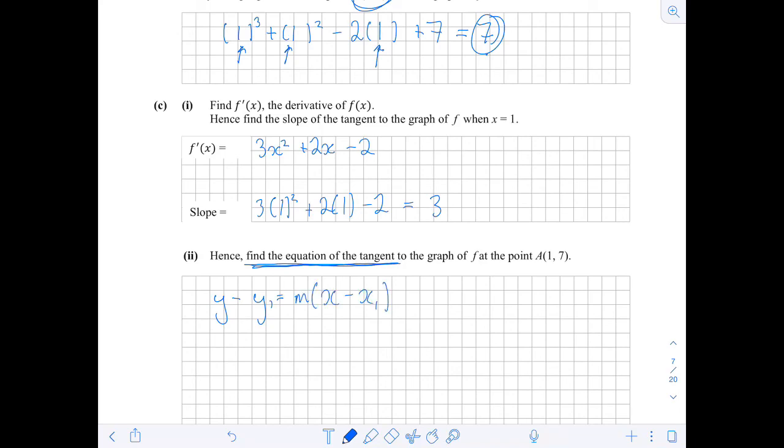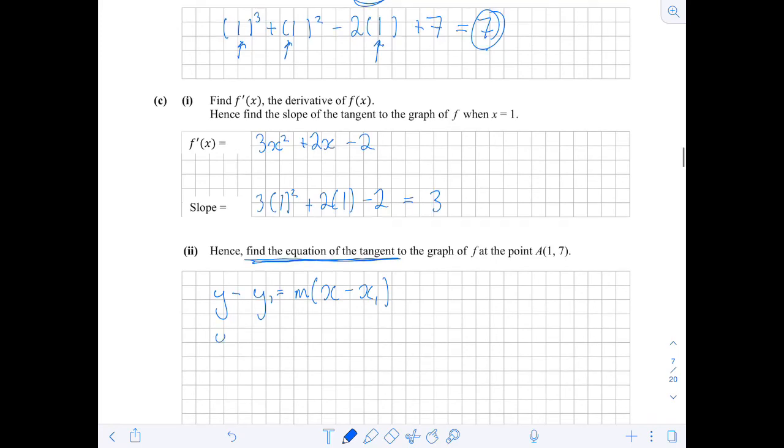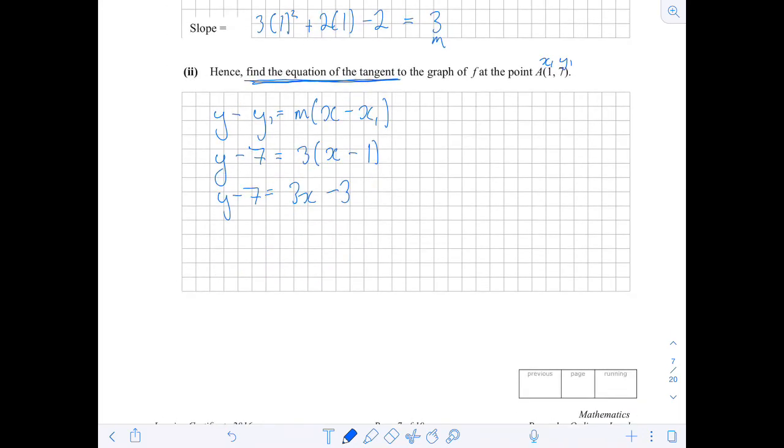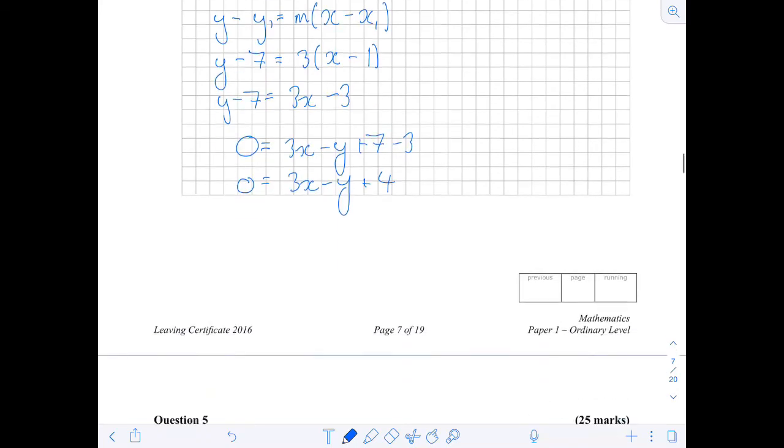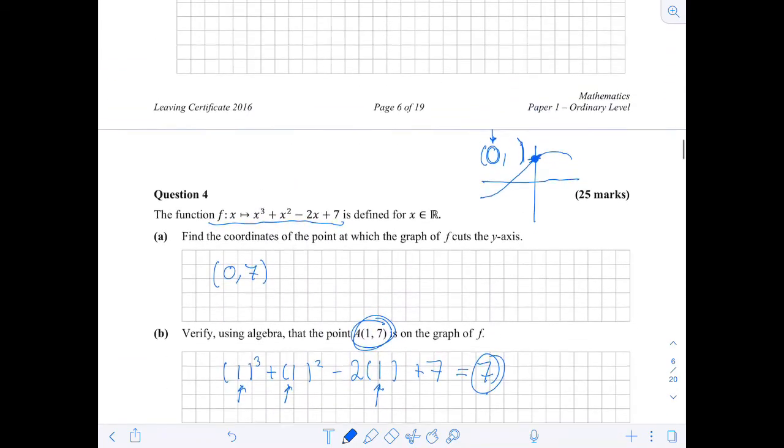Find the equation, right? So we're now going to go y minus 7, that's my y1, x1 is 1, and that's my m, is equal to 3 into x minus 1. So that's y minus 7 equals 3x minus 3. Everything on the one side with x positive. So that's 3x minus y plus 7 minus 3, and that's equal to 0. So 0 equals 3x minus y plus 4. So that's the entire question 4 there.